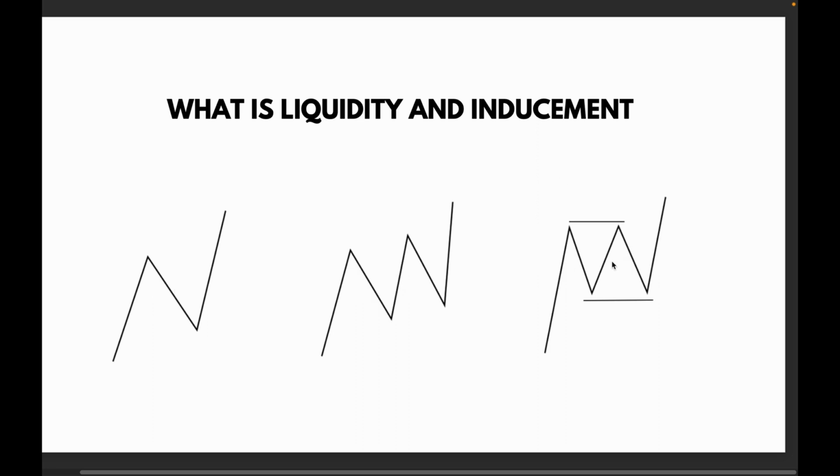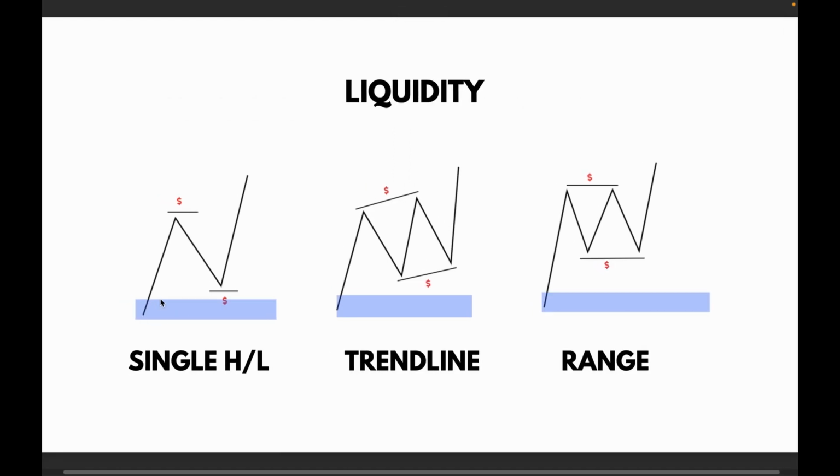Now we will mark liquidity on the line chart. As we can see, there is an order block underneath the structure. There is liquidity over the higher high and liquidity over the higher low. Same, there is liquidity over these two highs and again liquidity over these two lows. Again there is liquidity over highs, liquidity below lows.